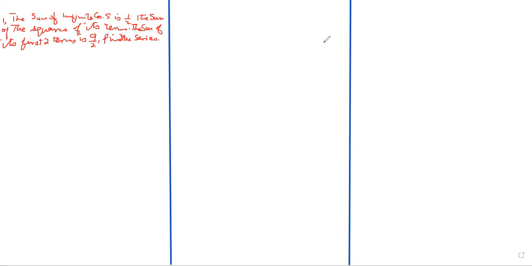Now let the series, the first series, be the solution. Let S1 equals A plus AR plus AR square plus so on, and S equals A over 1 minus R. Let's call this number 1. Let the second series, the square series, be the squares of its terms.